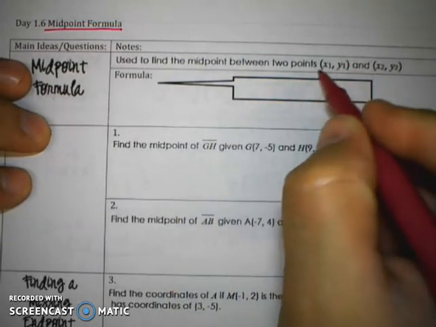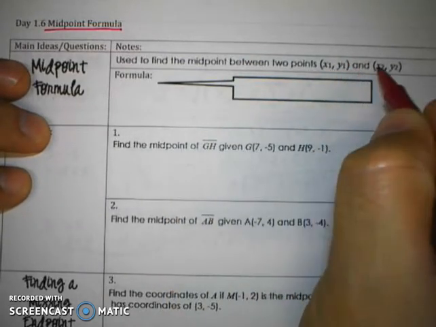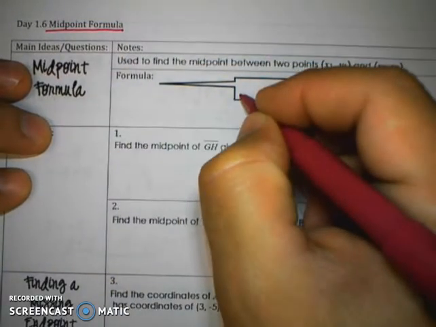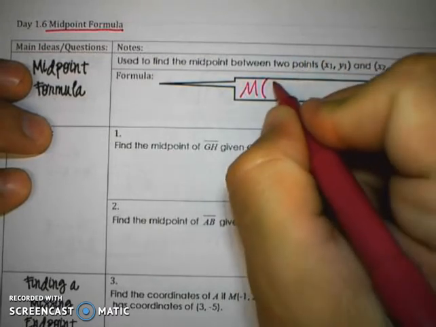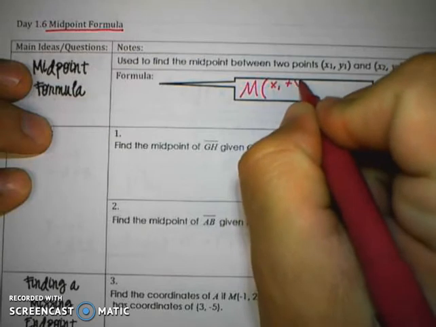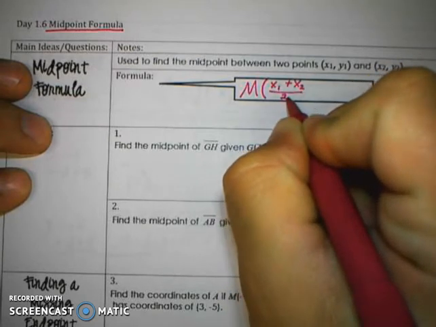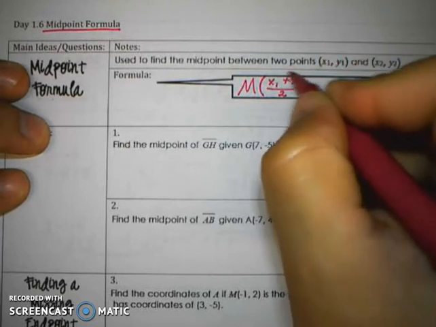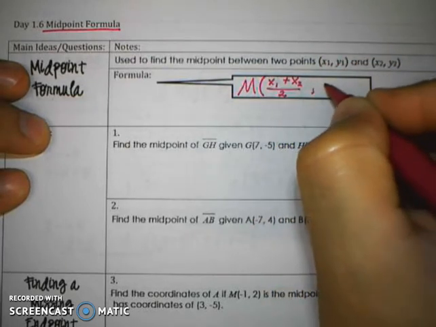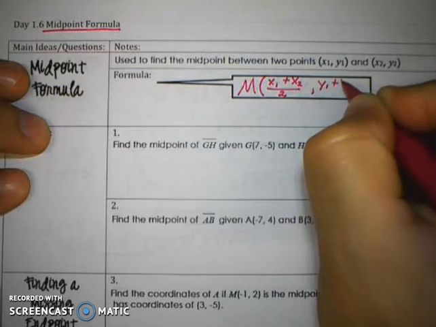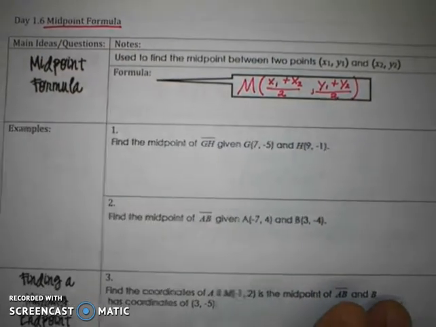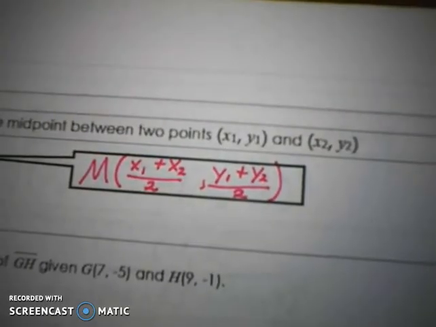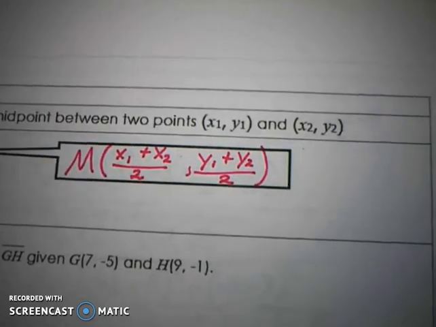Anytime we have a segment where there are 2 points for endpoints called x1, y1, and x2, y2, the midpoint formula is this. We are going to take the average of the x-coordinates, meaning we take x1 and we add x2. Then we divide that by 2. That becomes our new x-coordinate. And then we take the average of the y-coordinates, y1 plus y2, and we divide that by 2. I'm going to zoom in a little bit so you can see what that says. Make sure you have that written down for your formula.